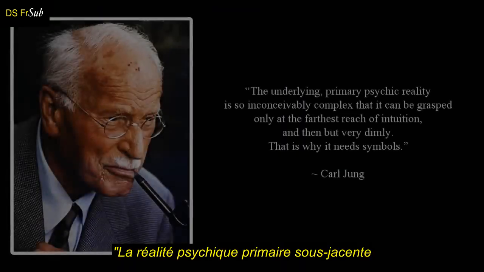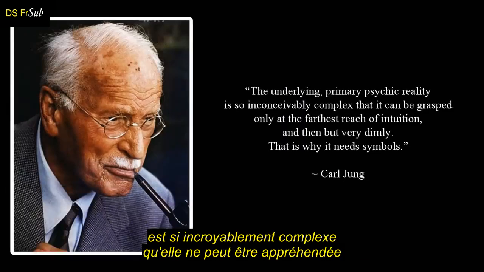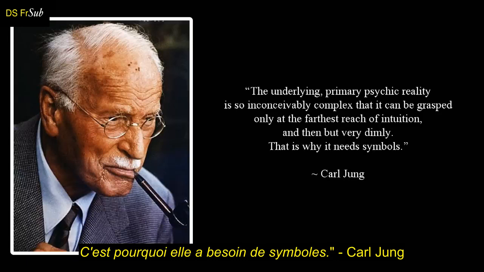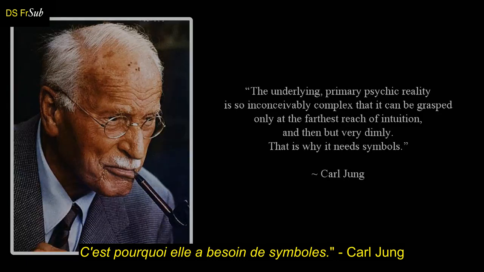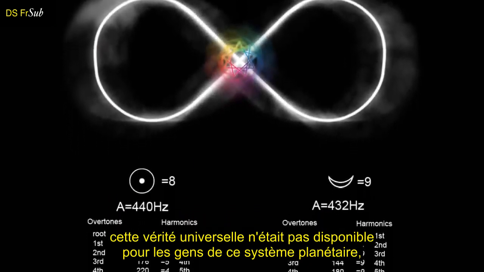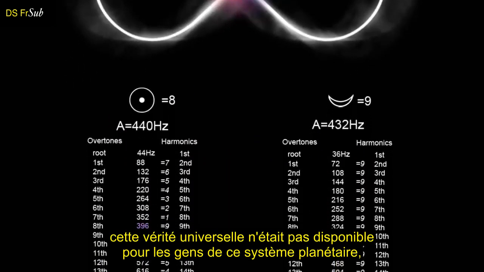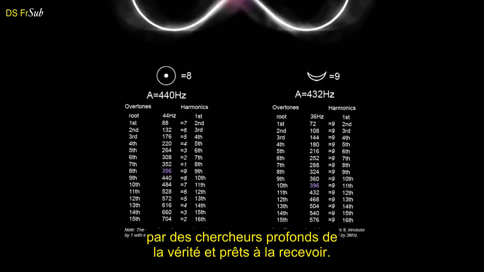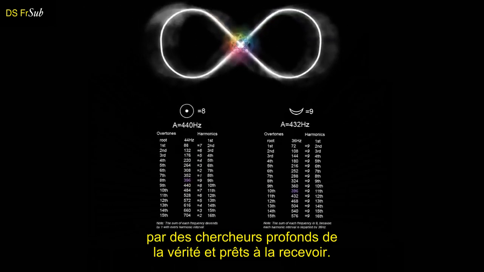The underlying primary psychic reality is so inconceivably complex that it can be grasped only at the farthest reach of intuition, and then but very dimly. That is why it needs symbols. This is the biggest mystery. This universal truth was not available to the people of this planetary system. It is now finally being received on this planet by deep seekers of the truth and ready to receive it.